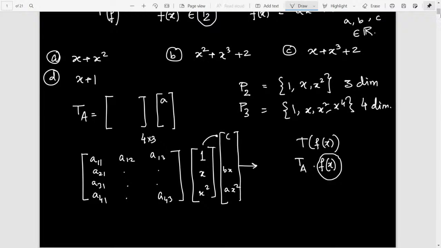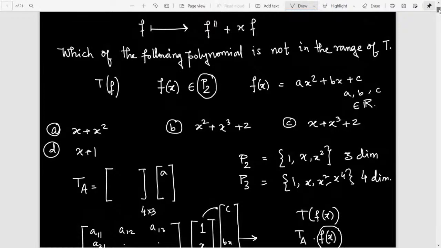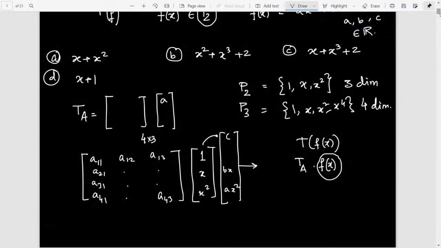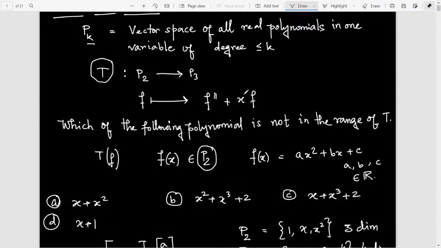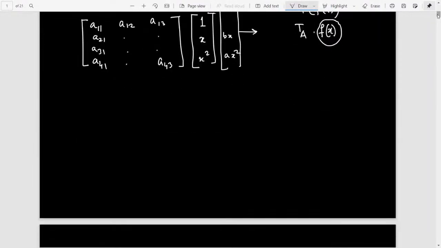So I will construct the matrix, but after that I will leave it up to you to try to formalize which of the polynomials will not be there. As you see, this is f double prime plus xf. So now let me write it again. It is from P2 to P3. So this is f goes to f double prime plus xf.